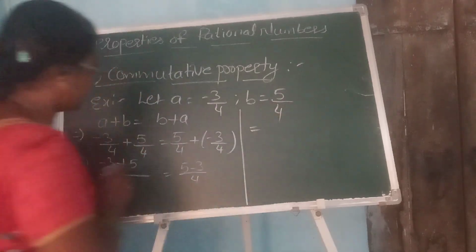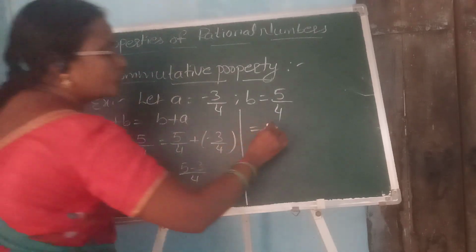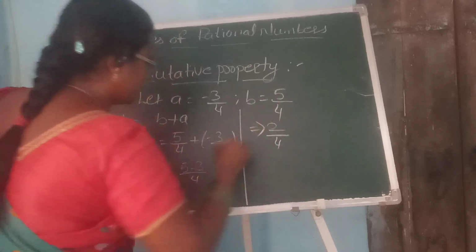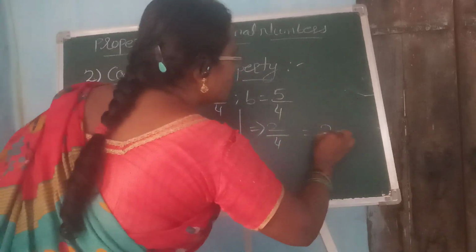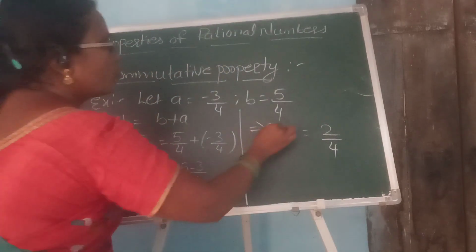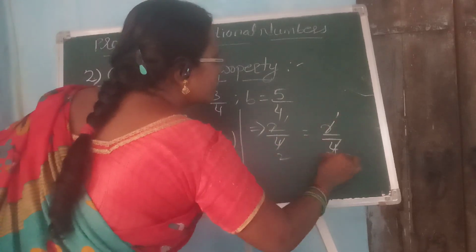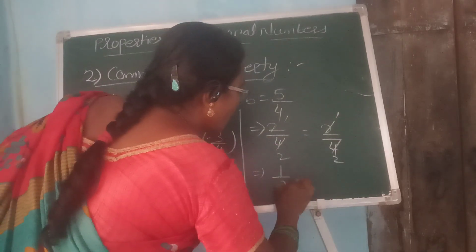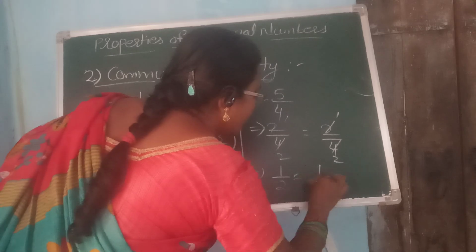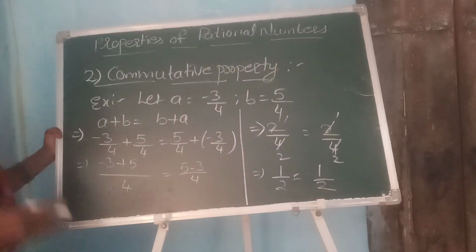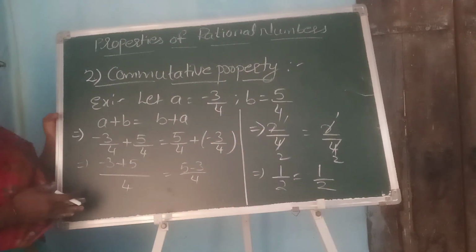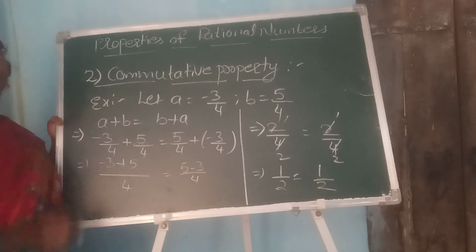It becomes 2 by 4, and 5 minus 3 is equal to 2 by 4. 2 ones are 2, 2 twos are 4. It becomes 1 by 2 is equal to 1 by 2. Now here we observe that the commutative property is satisfied by the example. Now we can say the rational numbers satisfy the commutative property under addition.